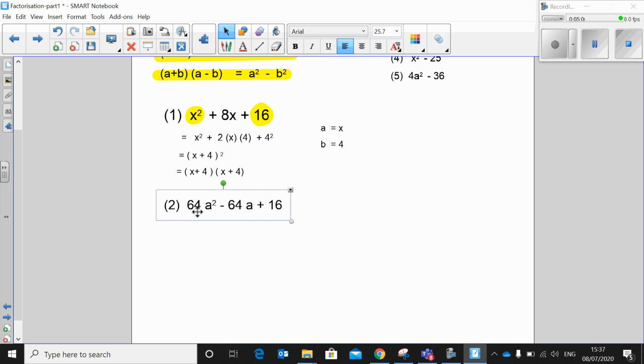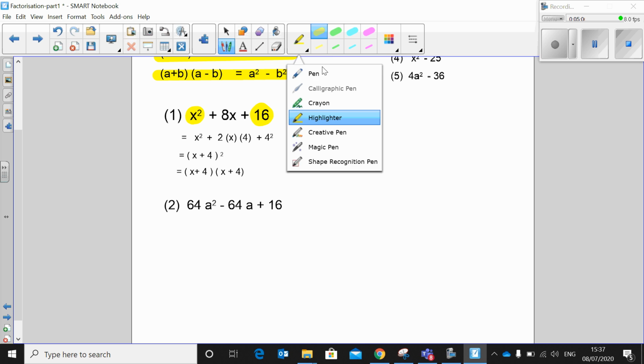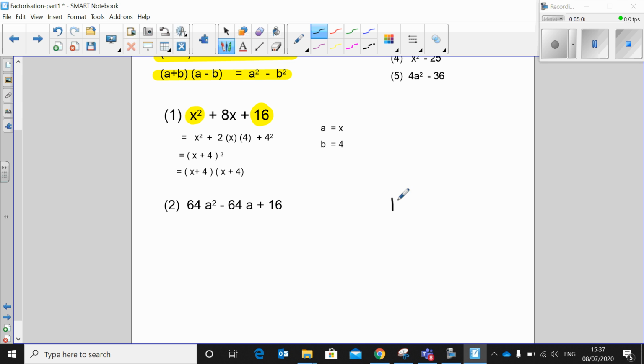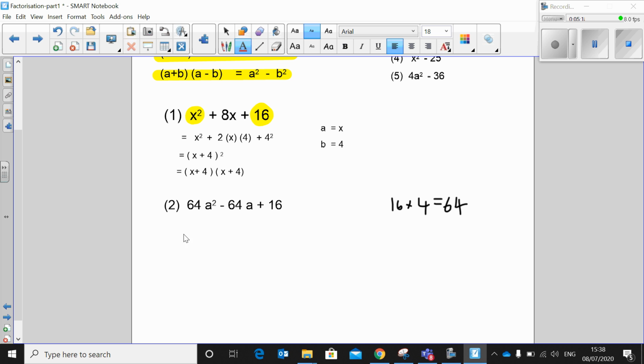Yes, I have 64, 64, 16. 16 fours are 64, correct? So we have a common factor. 16 fours are 64. We got it. So 64 has a common factor 16. So let us take the common factor outside first.